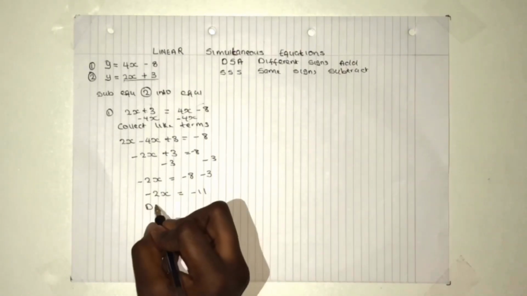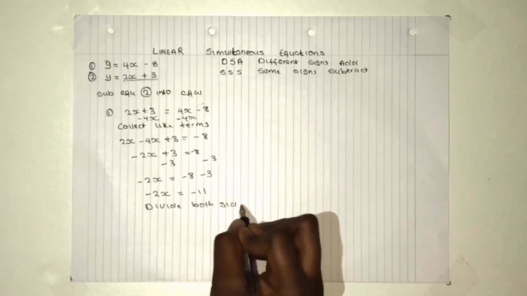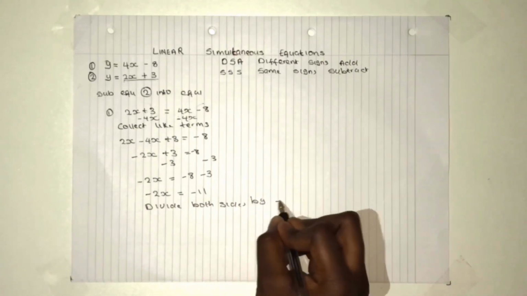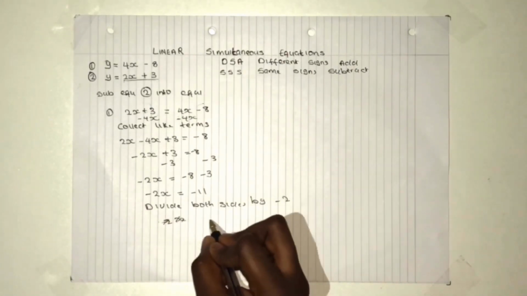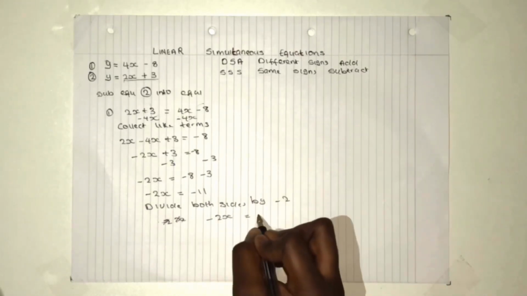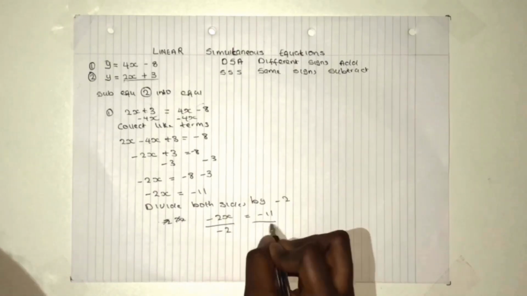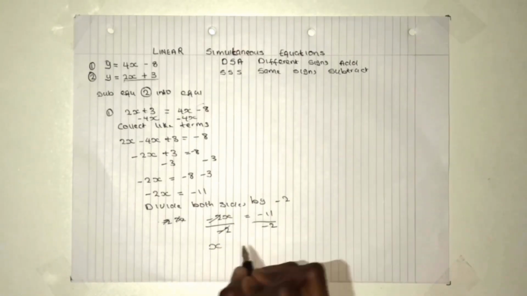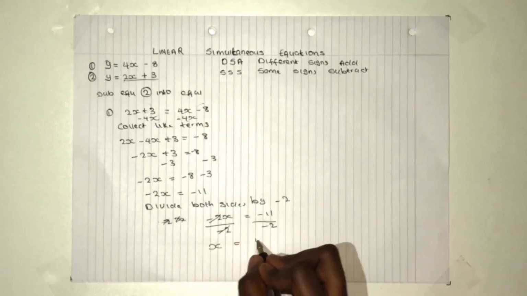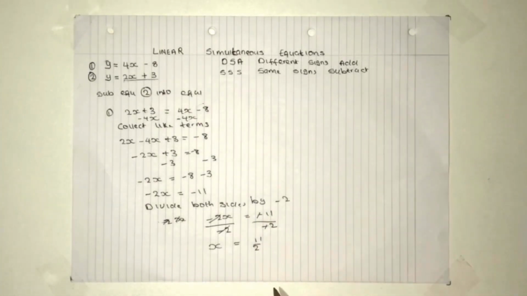Divide both sides by minus 2. I'm going to say minus 2x equals minus 11. When I'm dividing both sides, it has to be divided by minus 2, divided by minus 2. In this case, this cancels out this, so you have x equals 11 over 2, as the negatives will cancel each other out. And this is your answer for x.